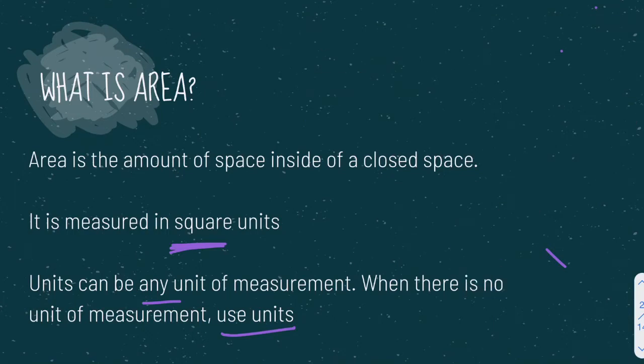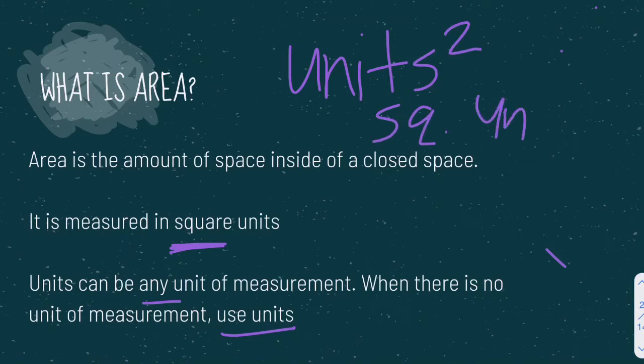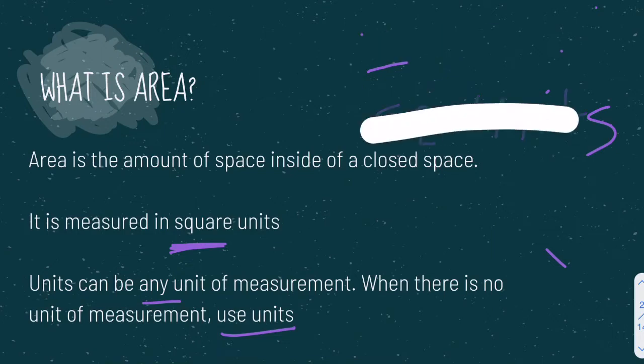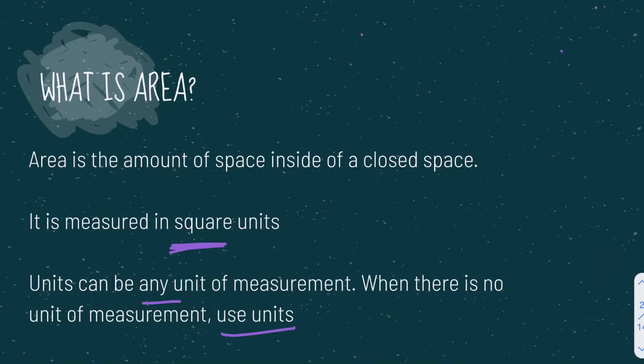So if it doesn't give you a unit of measurement, you can just write units squared. You can write squared units. You can write out the whole word square units. It doesn't matter as long as you make sure your final answer is in squared units.